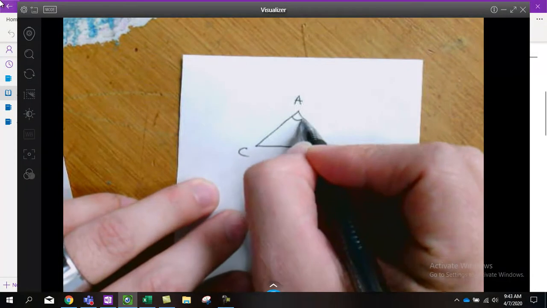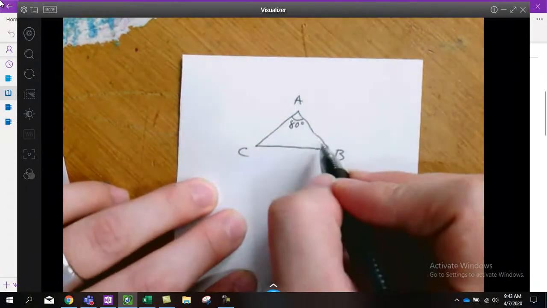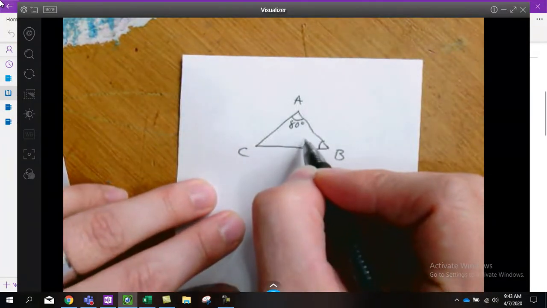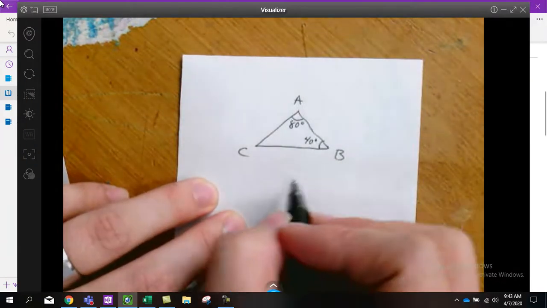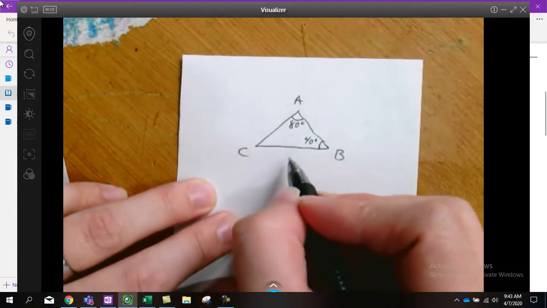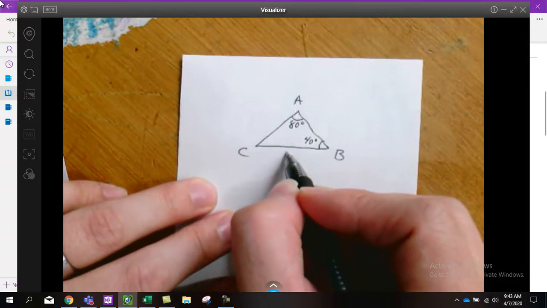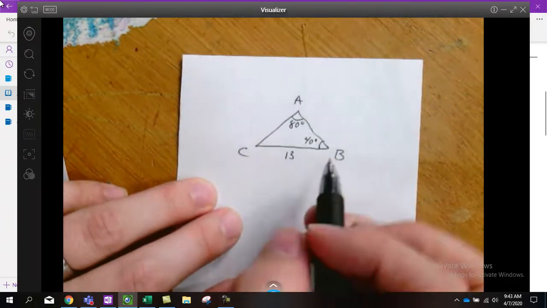Let's say that the angle A is 60 degrees. Okay. Angle B is say 40 degrees. Okay. And let's give little a a 13. Okay, that should work fine for us.